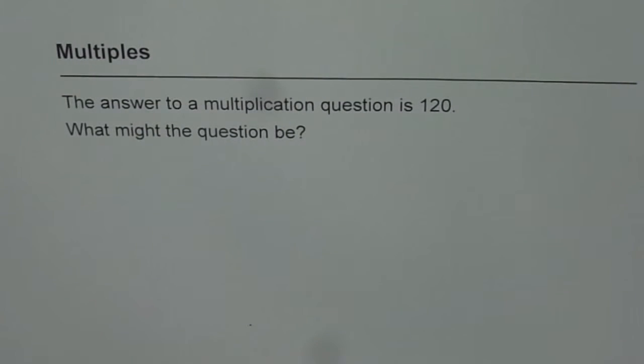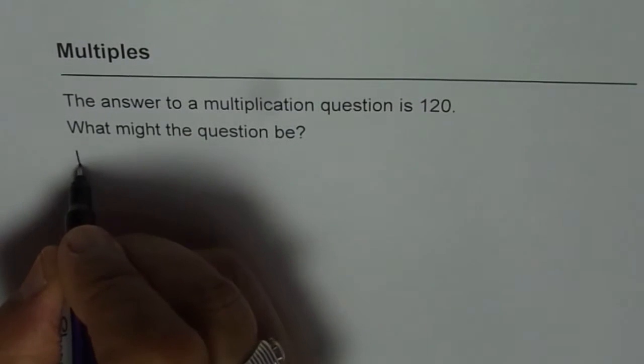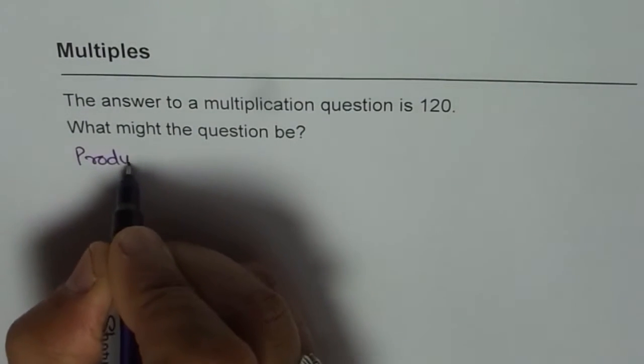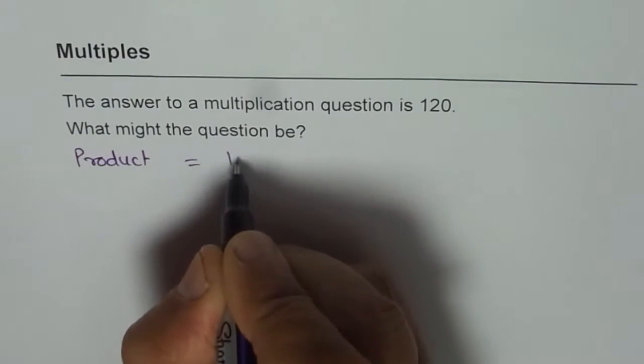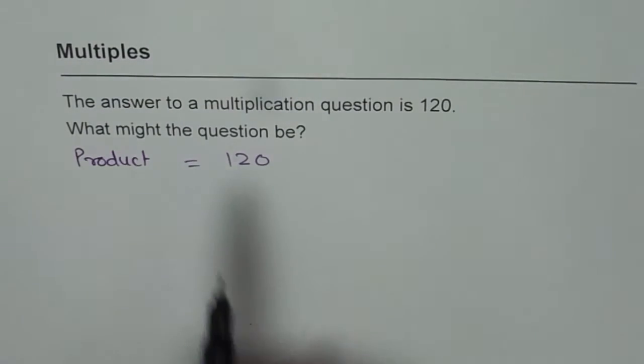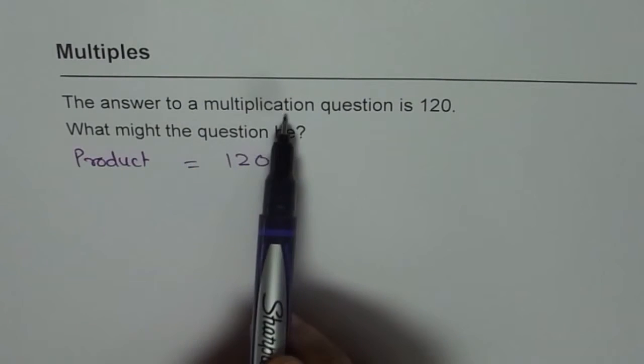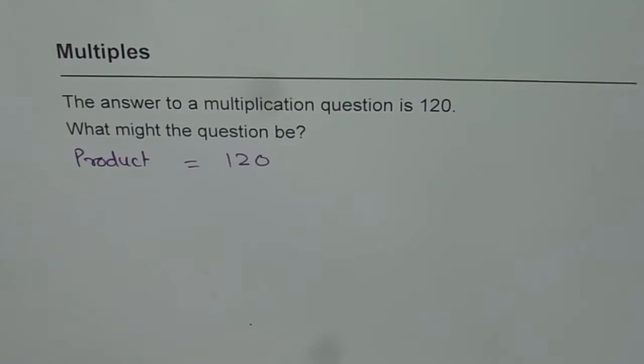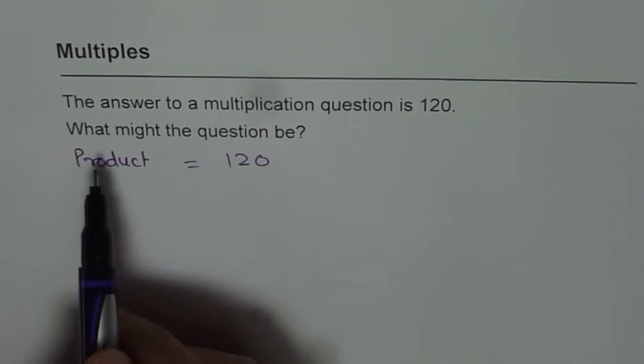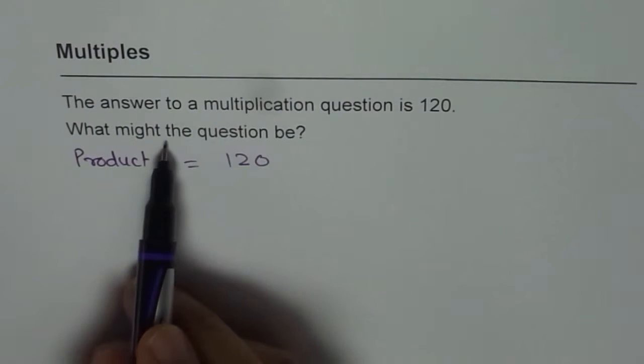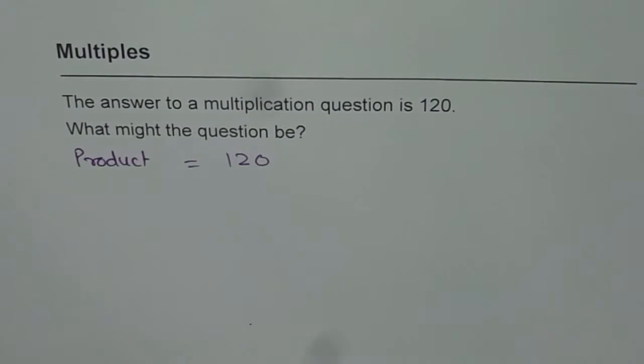Wow, that is interesting. So you know the answer, and that is, the product is equal to 120. When we say the answer to a multiplication question is 120, that means when you multiply two numbers, you get 120. And now you need to figure out what the question might be. Well, there could be many answers to this question.